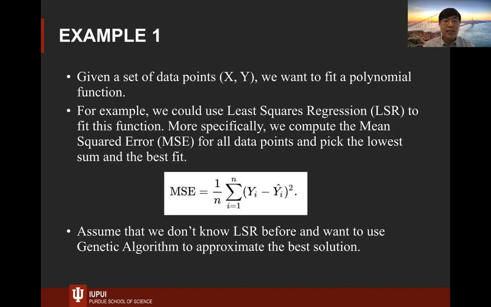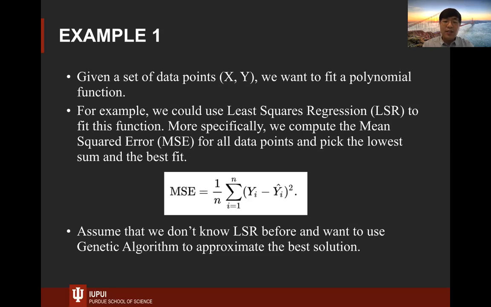So here is example 1. Given a set of data points x and y, we want to fit a polynomial function. For example, we could use least squares regression to fit this function. It's a common method we can use. Most specifically, we compute the mean square error for all data points and pick the lowest sum as the best fit.